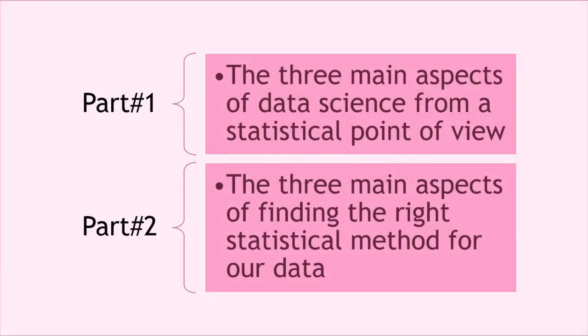This video consists of two parts. In the first part, I will talk about the three main aspects of data science from a statistical point of view. In the second part, I will talk about the three main aspects of finding the right statistical method for our data. So stay with me.